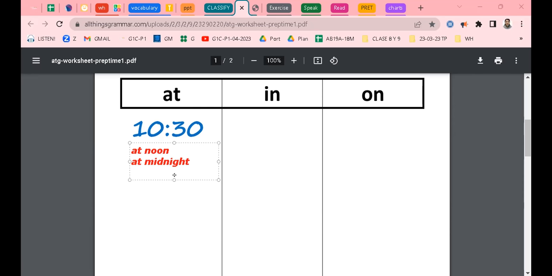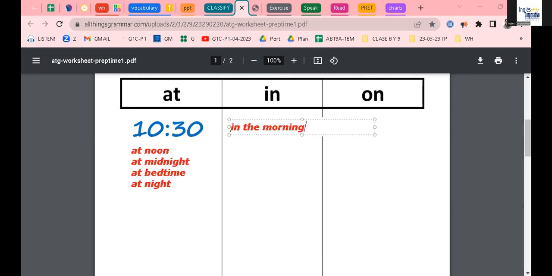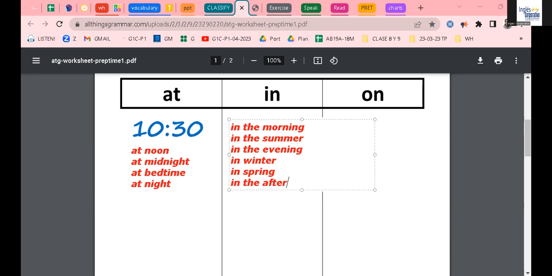Vamos a ver ahí los demás. Bedtime. At night. At bedtime. Any other? That's it. The morning. Okay, in the morning. In summer. Okay, in the summer. In the evening, okay. In winter, okay. Spring, in spring, okay. In the afternoon. Okay, perfect.